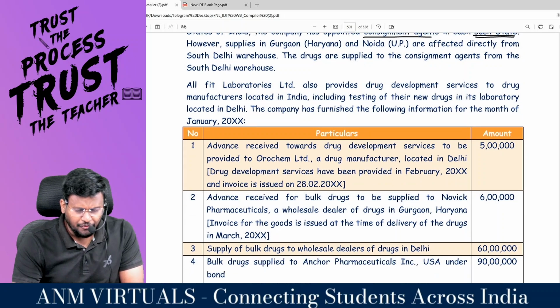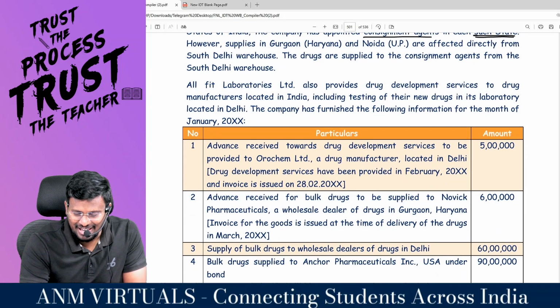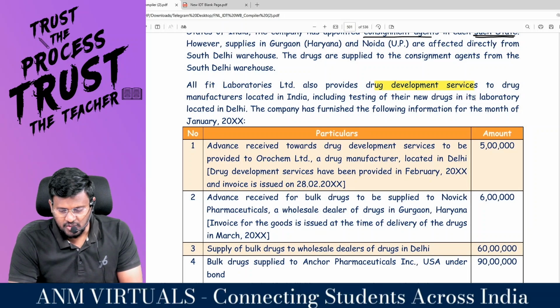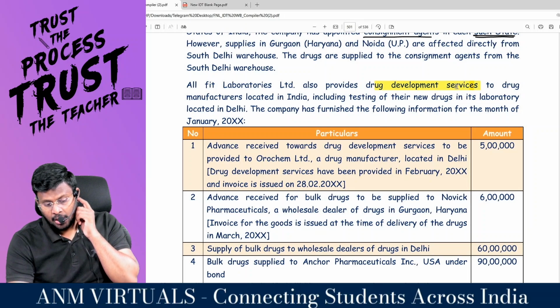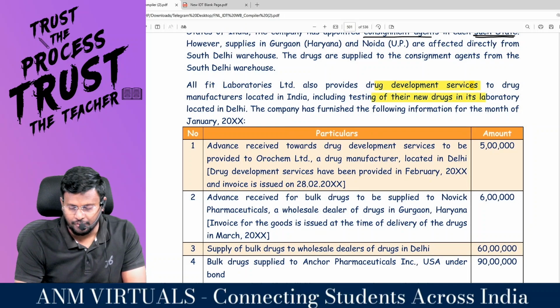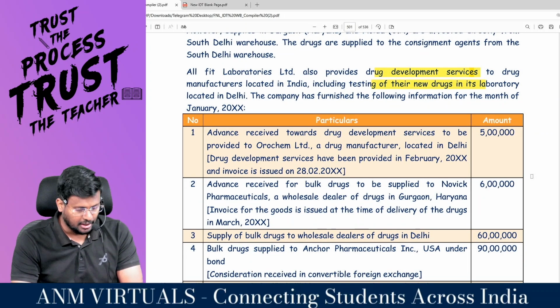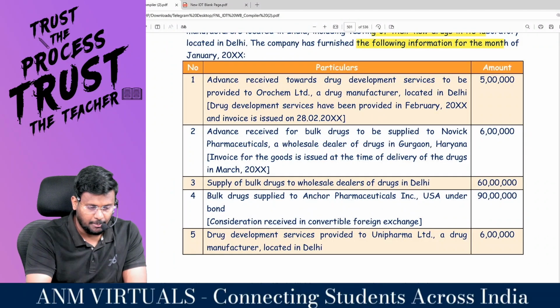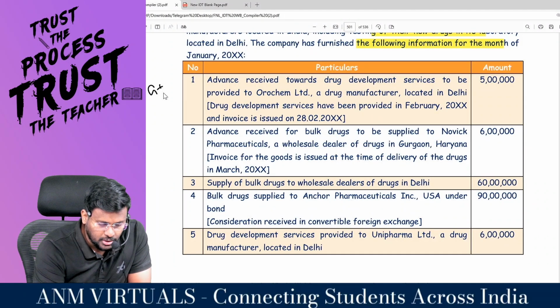Fine. Allfit Laboratories also provides drug development services. So they are not only providing goods, but also providing services to drug manufacturers located in India, including testing their new drugs in its laboratory located in Delhi. The company furnishes the following information for the month of January. Number one. So they are dealing both in goods and services.